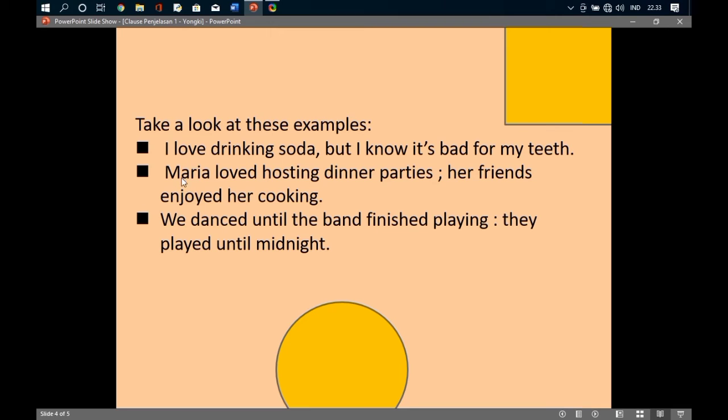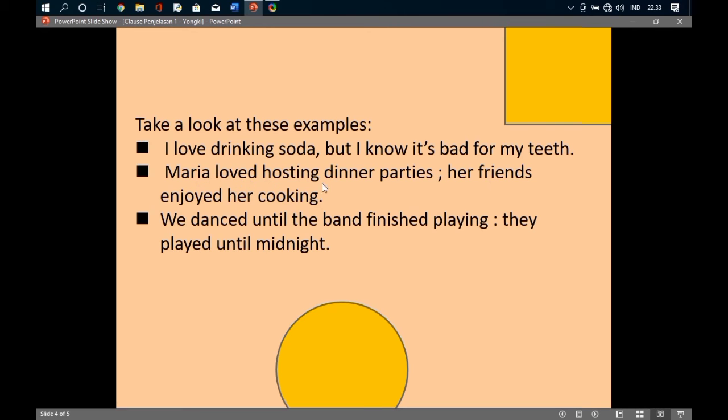So the next is, Maria loved hosting dinner parties. Her friends enjoyed her cooking. You can see from this sentence that Maria loved hosting dinner parties. Her friends enjoyed her cooking. You can see that this sentence is formed from two clauses. Maria loved hosting dinner parties. Her friends enjoyed her cooking. If you divide these clauses, you can see that this clause can stand as one sentence, and this also can stand as one sentence.